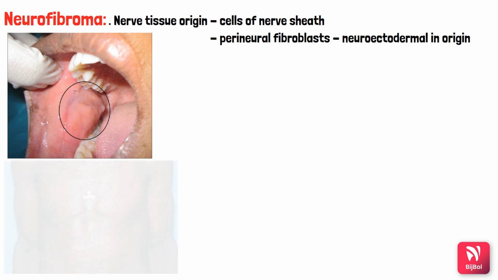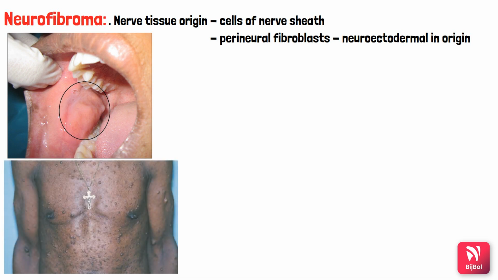As I told you, it is a solitary lesion, but if it is presenting in multiple ways, like here in the second picture, with multiple neurofibromas, this is neurofibromatosis, which is also called von Recklinghausen's disease. It is a genetic condition.